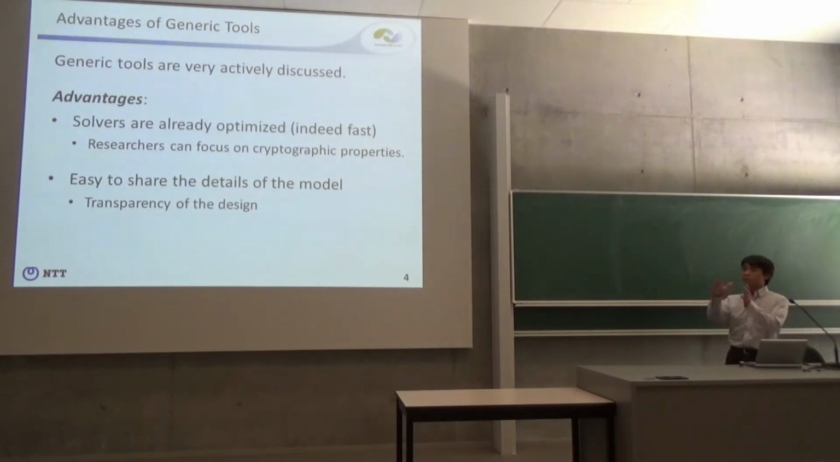So another is that it is easy to share the details of the model. We have to convert the cryptographic problem to be understood by the tool. And this is really generic, so it's easy to share. And I think this is related to the transparency of the designs, because previously I found one design that the designers claimed that security was already optimized. But then I found that the research contained some mistakes, and actually in there it was not optimized. So design transparency is quite important, and for that purpose, using generic tools would be fine.